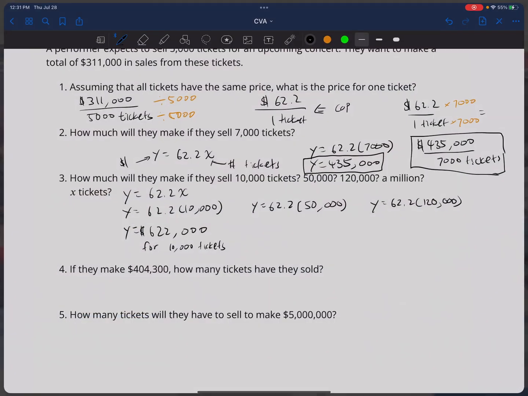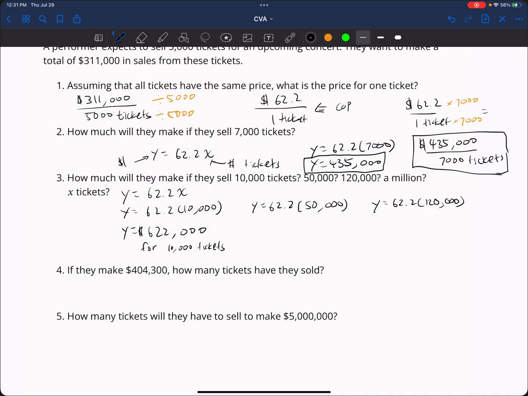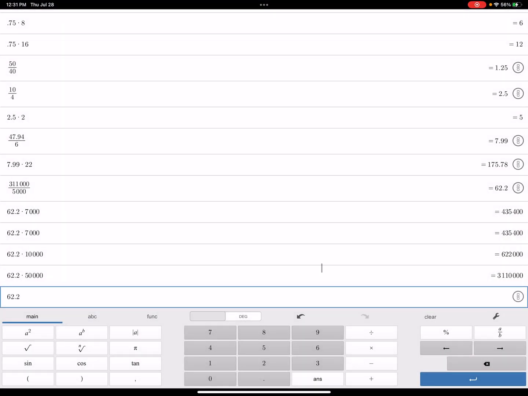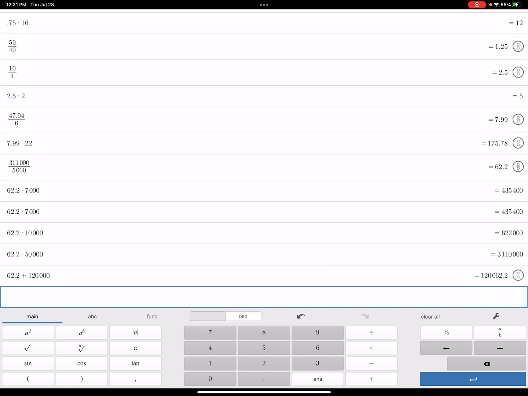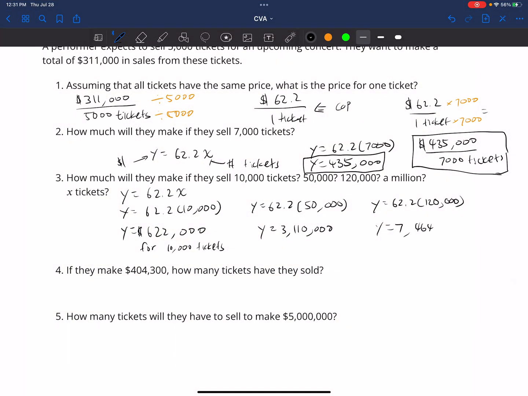Then 62.2 times 50,000. That's going to be $3,110,000. And then for this one, oh my gosh, they're selling a lot. 62.2 times 120,000, whoops, not plus, gotta multiply. That's going to be 7,464,000. Okay, whatever. I think they're trying to say that you just plug into the equation and you get how much money you make.